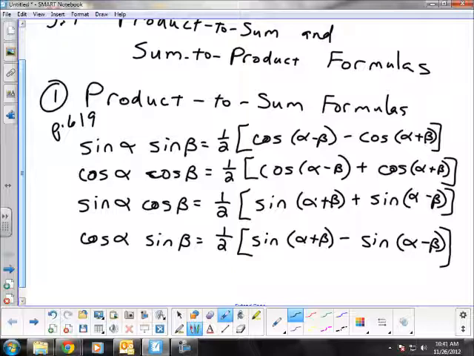And I'm going to go ahead and give you the sum to product formulas, so it's all on one page, so you can use this notes page as your formula page when you're doing your homework. And then we'll do the example in just a minute. Is that okay with y'all? Make it a little easier.